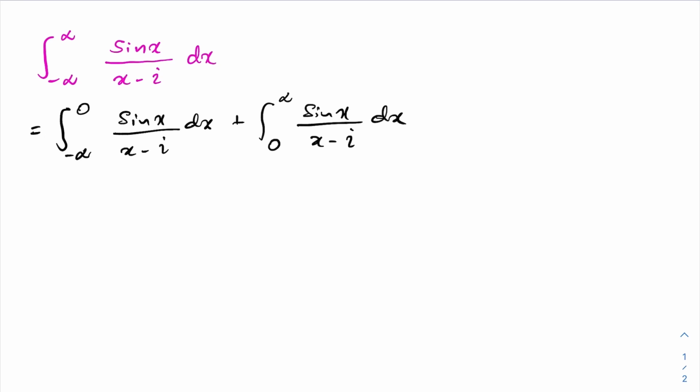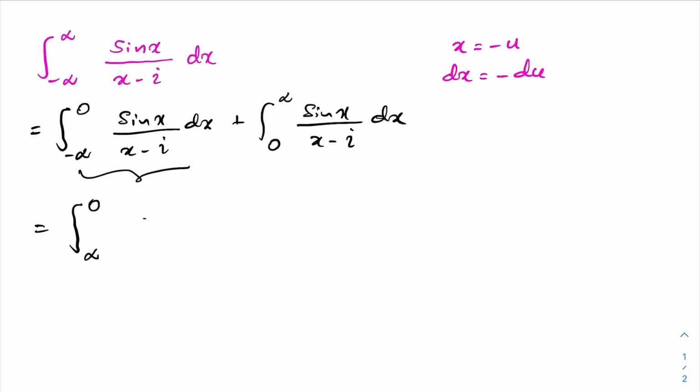Okay, now for the first integral, I'm going to make a substitution. x is equal to minus u, then if we differentiate, dx is equal to minus du. Now we can plug in. So here now we should change the boundaries. We know when x approaches minus infinity, u approaches positive infinity. When x approaches 0, we know u also approaches 0.